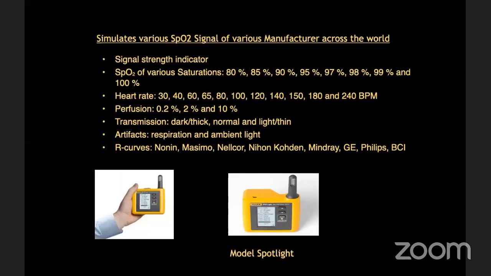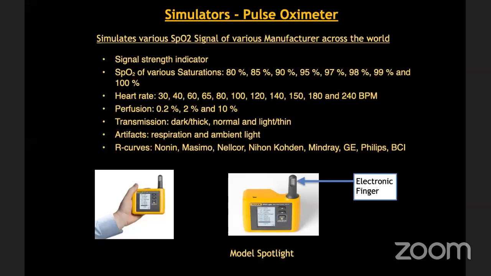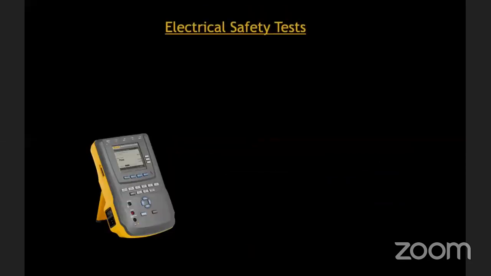And you have got the pulse oximeter simulators. You see there is an electronic finger over there. The pulse oximeter probe is kept on the electronic finger, and it will generate heart rates of various values as low as 30 to 240, and perfusion from low to high. And these simulated signals are to be reflected on the pulse oximeter. There are various manufacturers. So with one single equipment, you can check the function of all the equipment over there.